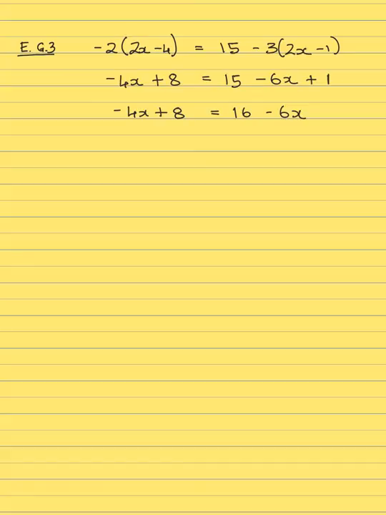We get the x's on the left, the numbers on the right. First thing we want to do is get rid of the number 8 from the left hand side. That means that we have to subtract 8 from the left. And if we subtract 8 from the left, we subtract 8 from the right. And look at what we're left with. Minus 4x. 8 take 8 is 0. And then we have equals. And then we have on the right hand side 16 minus 8 is just 8. And then we have minus 6x. That means that we have no numbers left on the left hand side.